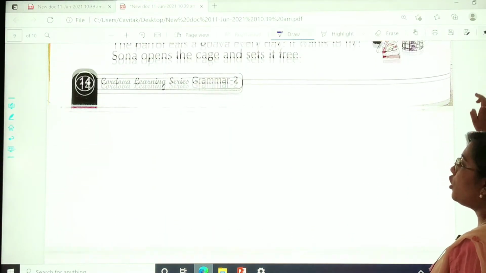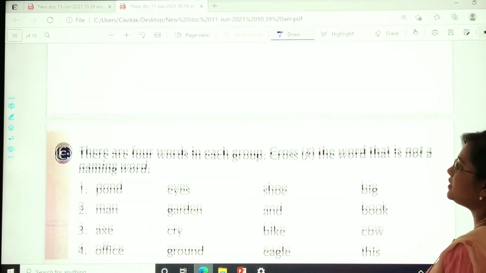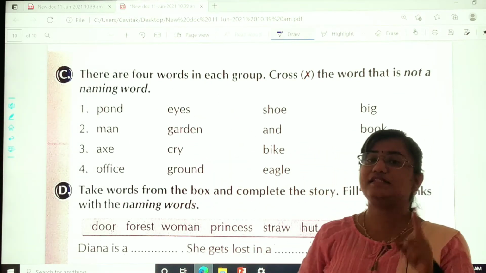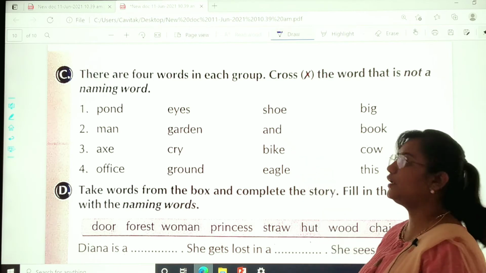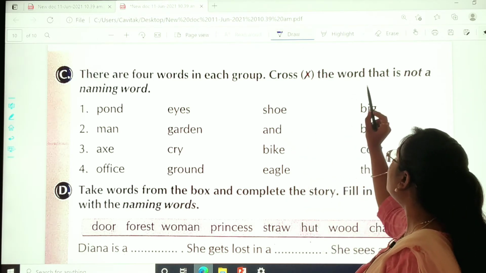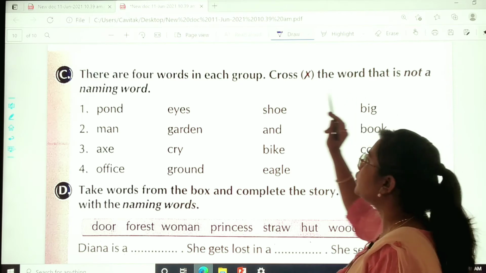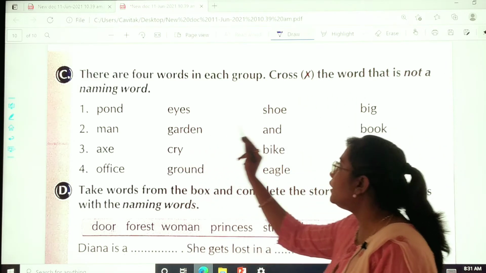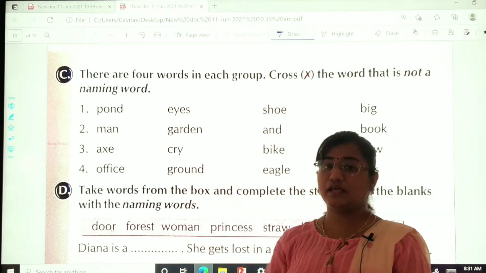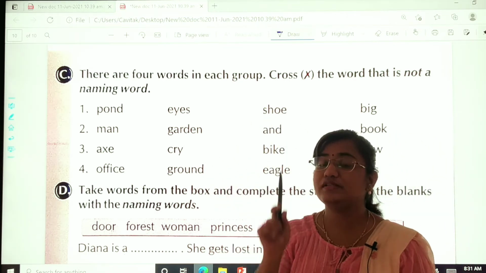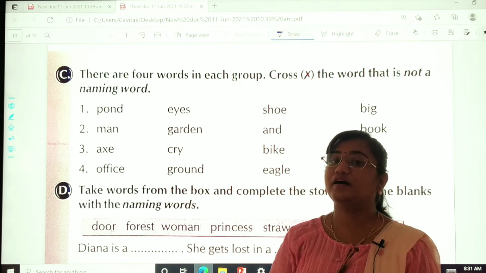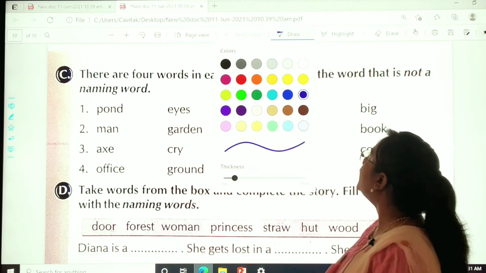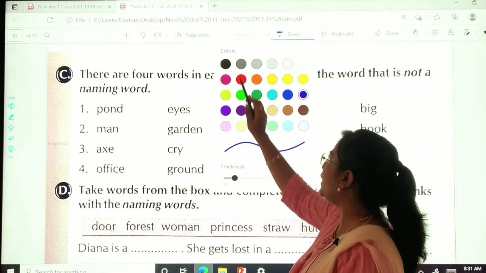Now let us move on to our exercise C. There are 4 words in each group. Okay? Cross the word that is not a naming word. यहाँ पर हमें हर ग्रुप में 4 words दिए हुए हैं and we have to cross the word which is not a naming word. Okay? So, color, which color? Red.